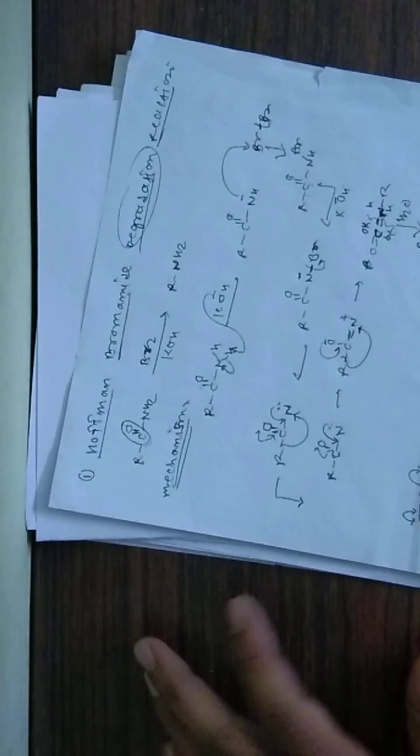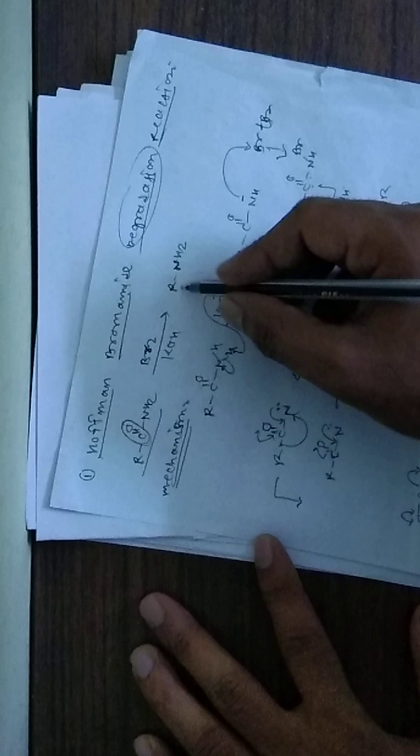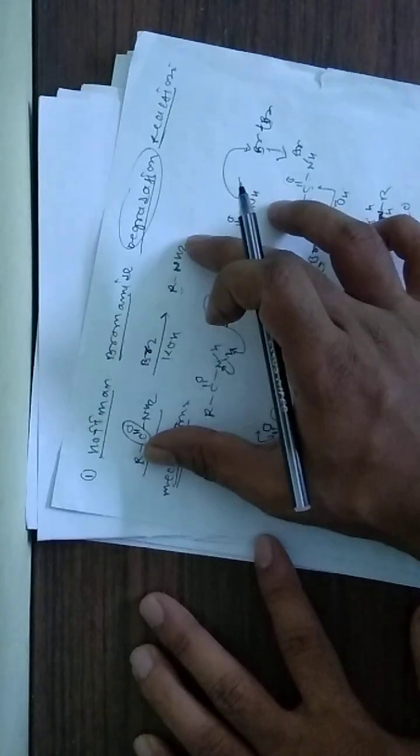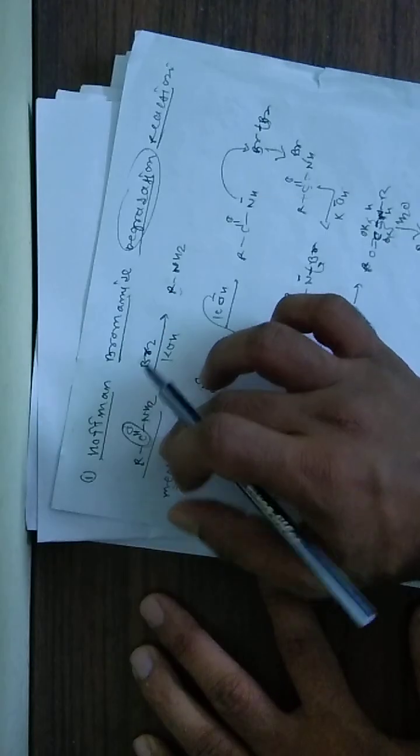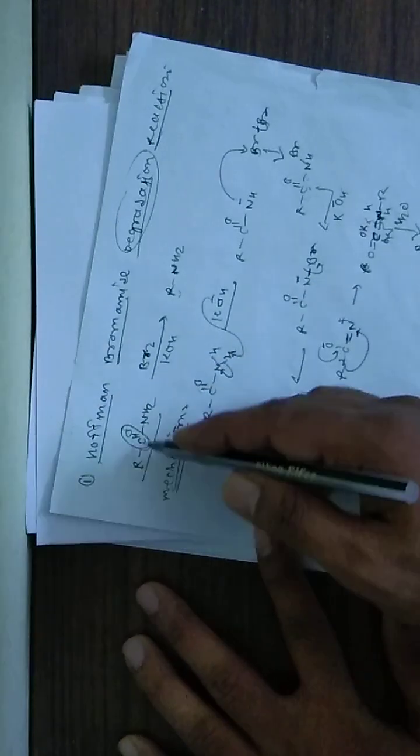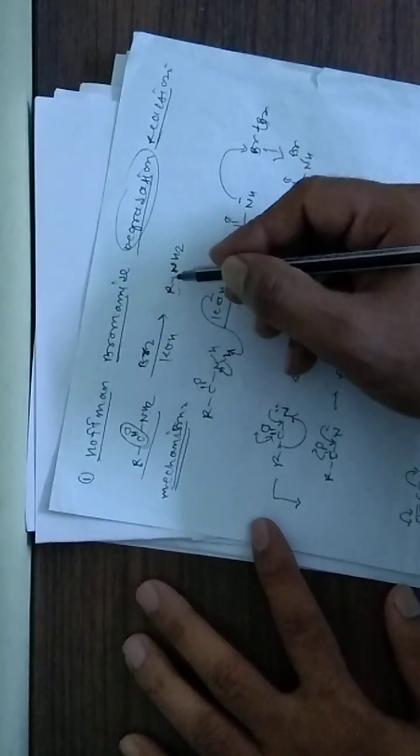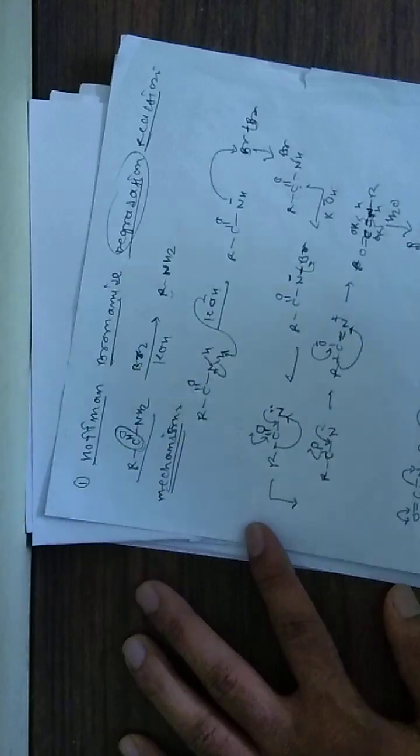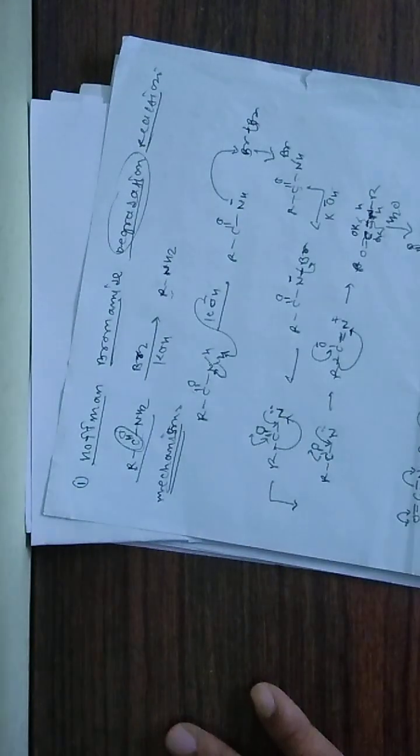Now I will tell you why this degradation is used. Because this amide degrades, means removal of that CO molecule from that compound to form primary amine. So this is the Hoffmann bromamide degradation reaction, and this is the whole mechanism.